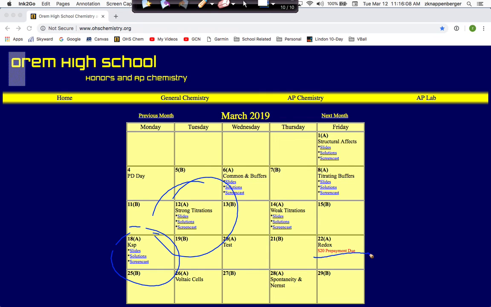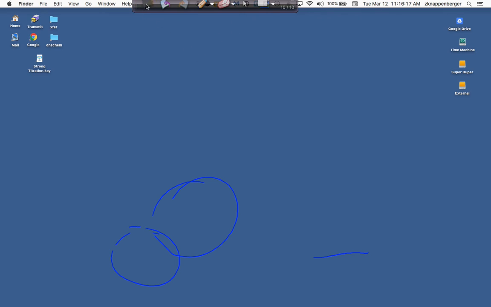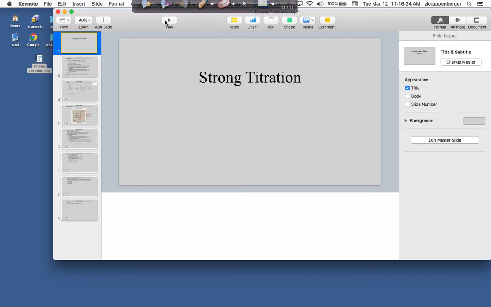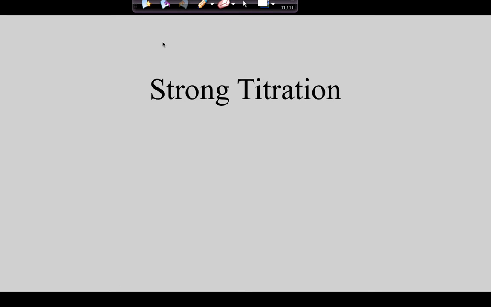Okay, so strong titrations, here we go. This goes quickly. But along the way, there's a couple other things that we need to talk about. So let me quit this, let me clean this up. And guys, be judicious in terms of the notes that you take. But today, guys, we're going to talk about strong titrations if you want a topic for your notes.